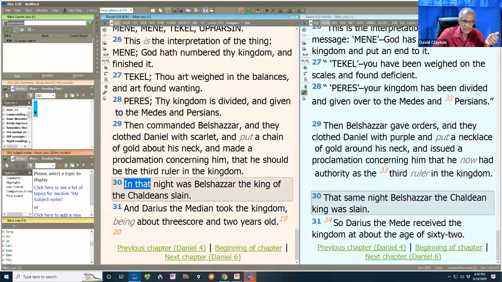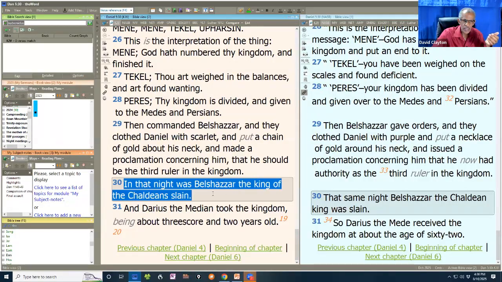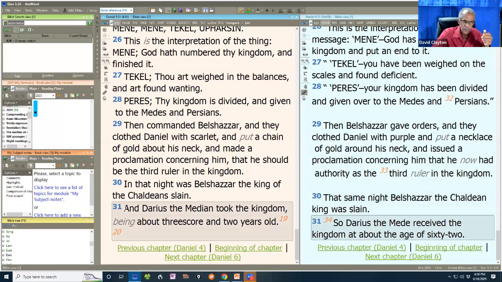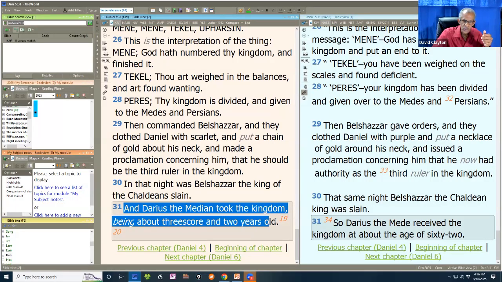in that night was Belshazzar, the king of the Chaldeans, slain. That is the night when his kingdom was overthrown. So God gave him the message right at the last moment. But you see, here's what I think. Let me just read the last verse and tell you what I think. And Darius the Median took the kingdom, being about 62 years old.